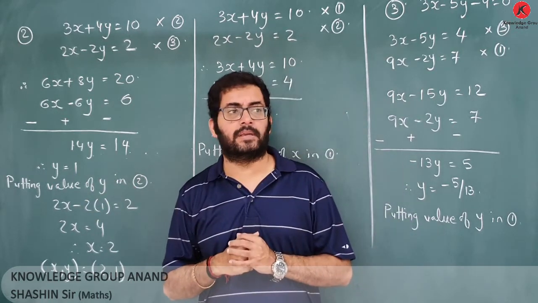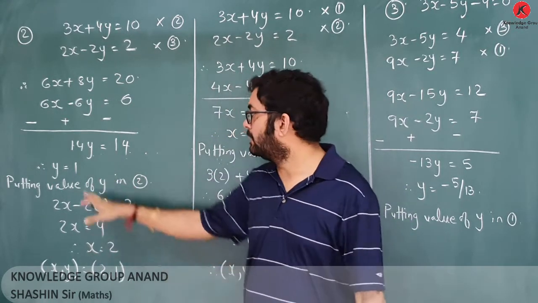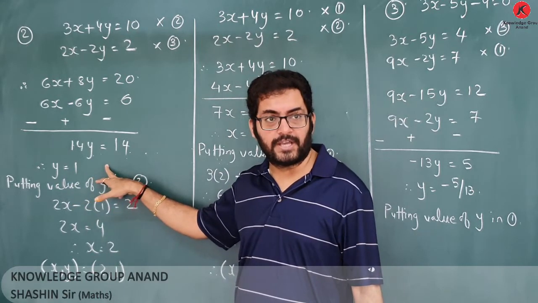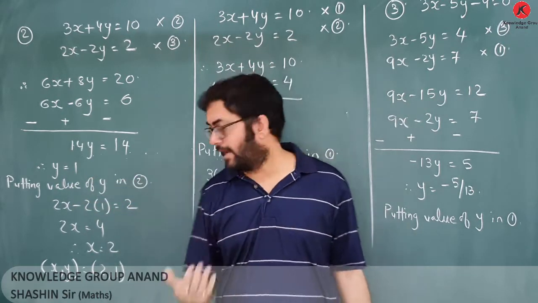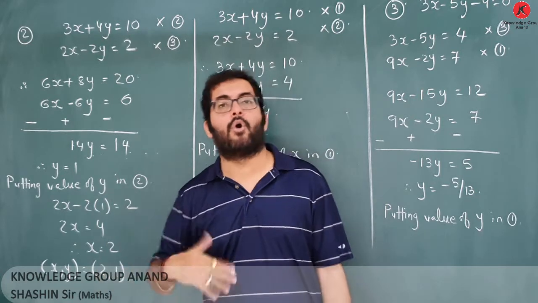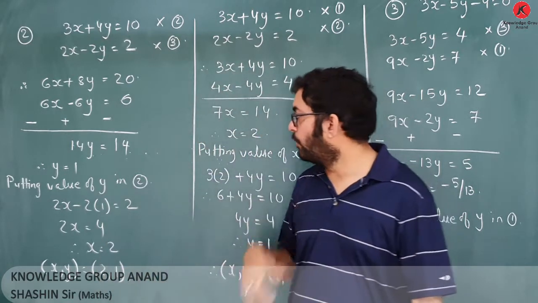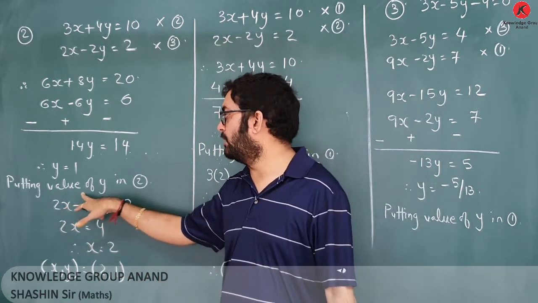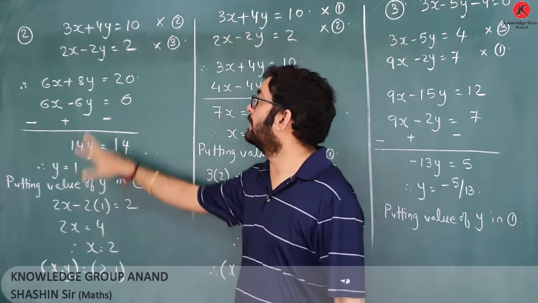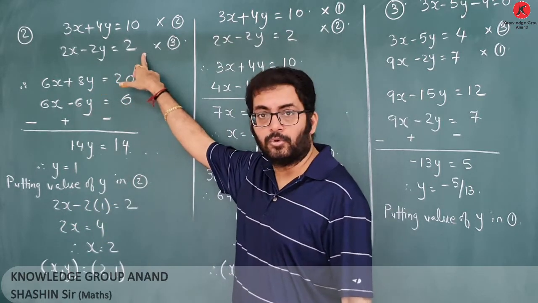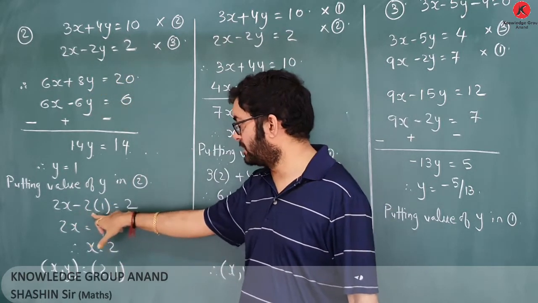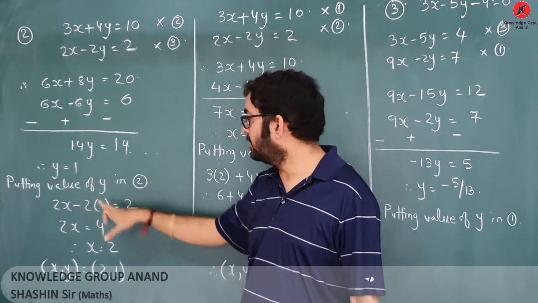Now our question became very easy, very simple. After getting value of y as 1, I will put that value of y in either equation 1 or 2 to get the value of x. Here I have put the value of y in equation number 2. So equation 2 was 2x minus 2y is equal to 2. 2x minus 2 into, what is value of y?